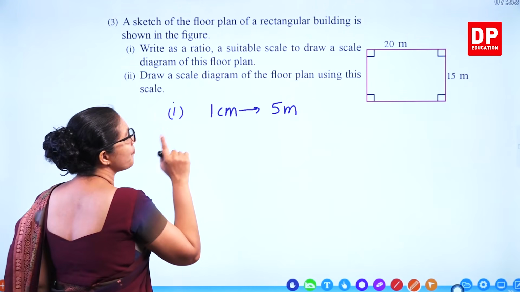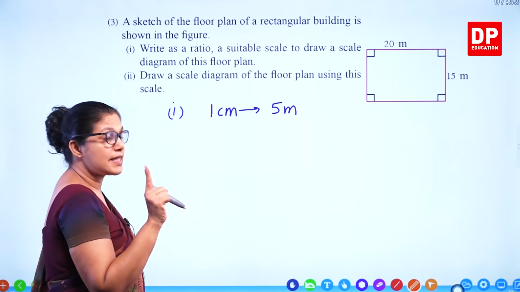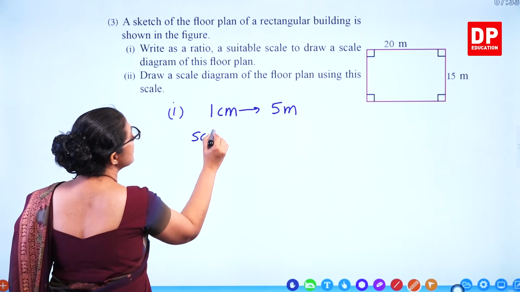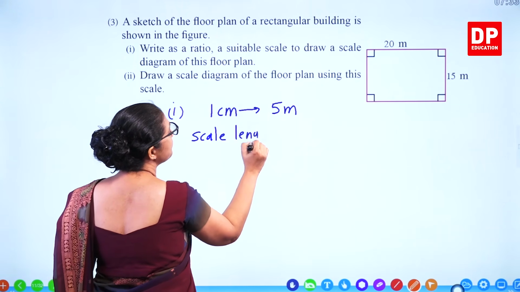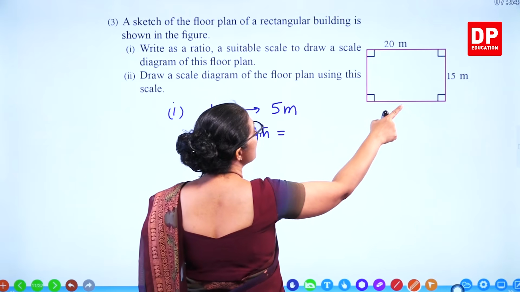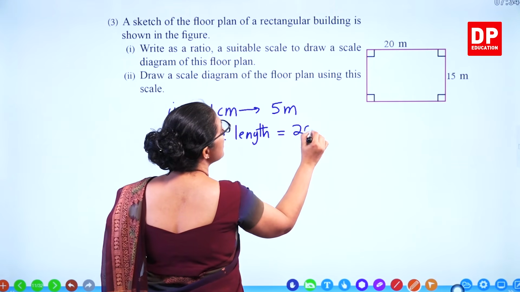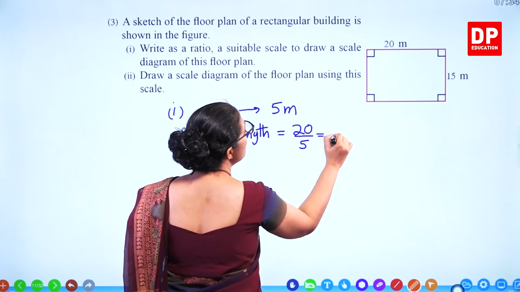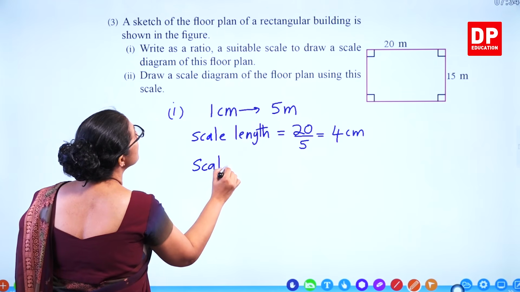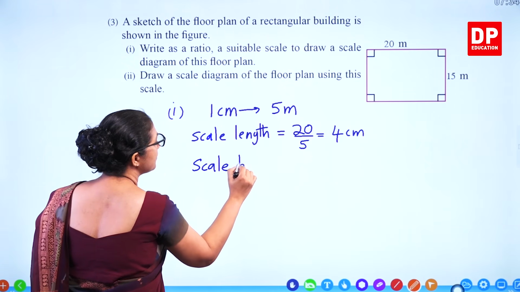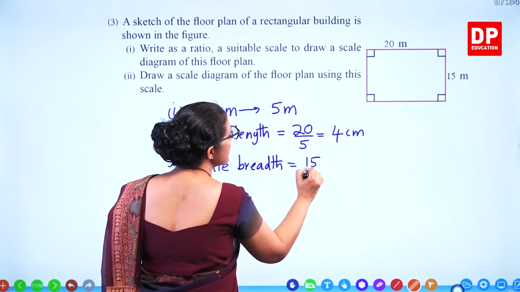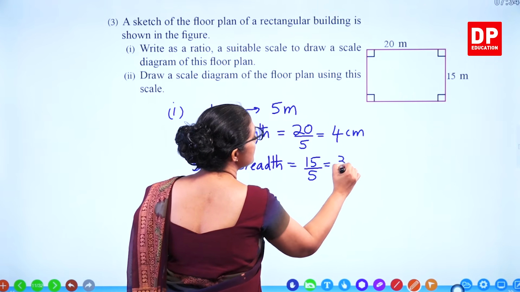What's the scale? If 1 centimeter means 5 meters, so the scale length becomes, you have to divide by 5. So here 20 divided by 5, you need 4 centimeters. Scale width or breadth, that's 15 meters divided by 5, you need 3 centimeters.